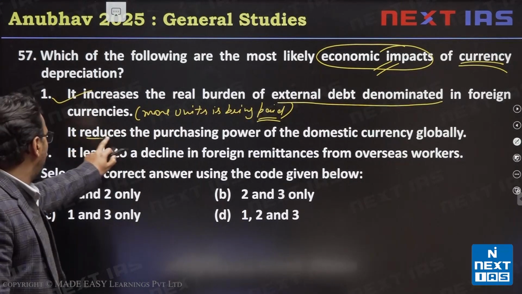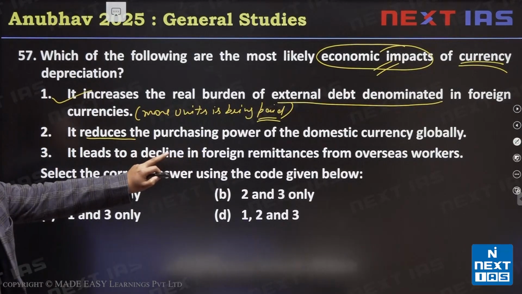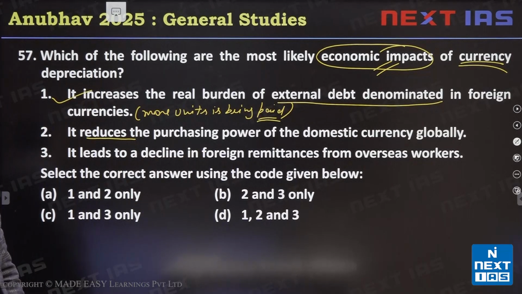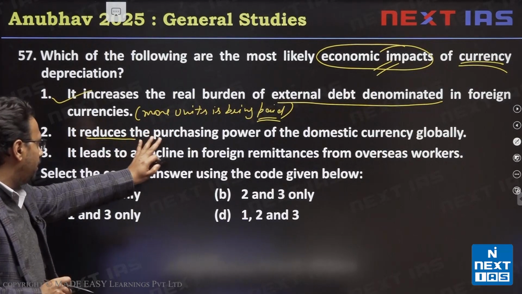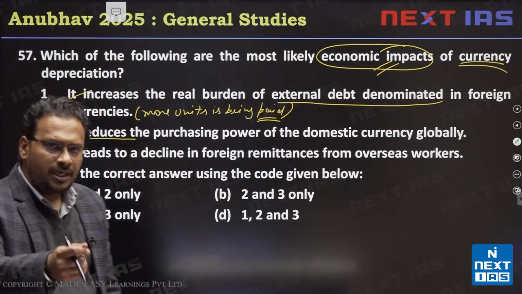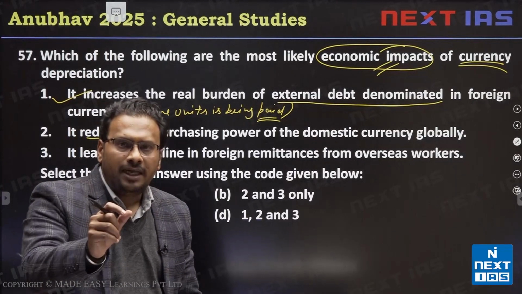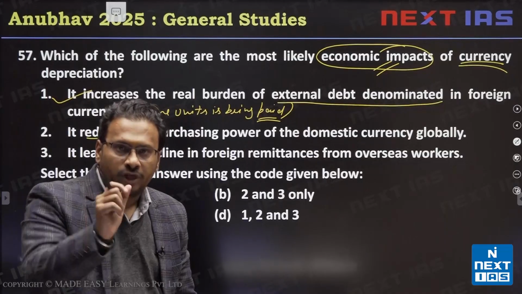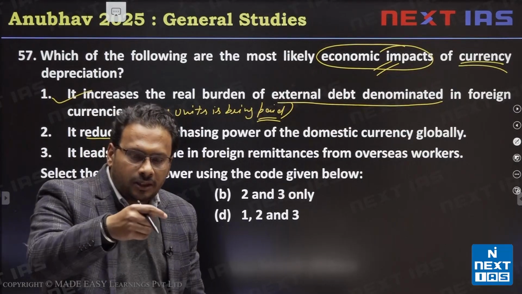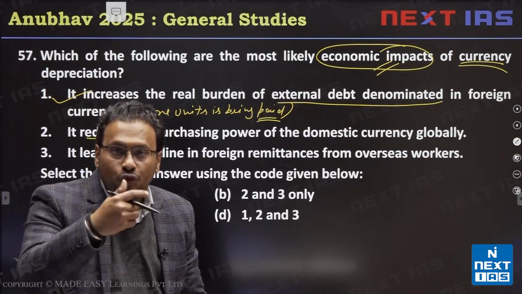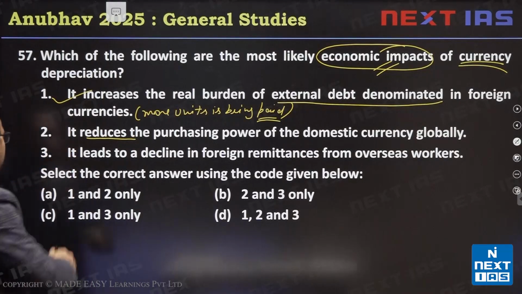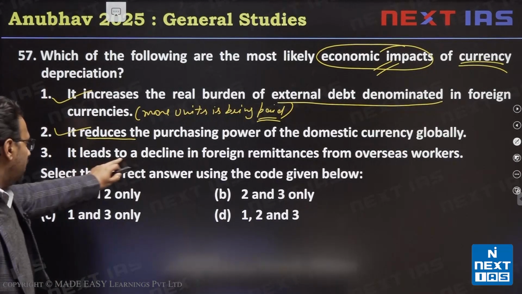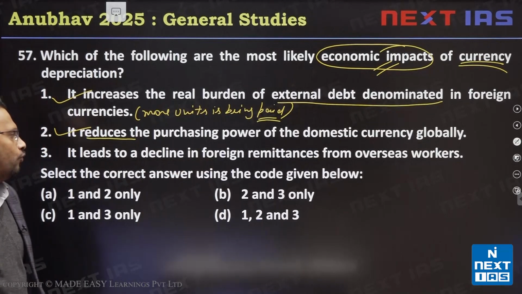Second, it reduces the purchasing power of the domestic currency globally. Again, if you just move with this very basic part, you know that it reduces the purchasing power. Earlier I was able to buy one good for rupee 1. Now after the currency depreciation, I need to pay 2 rupees to buy the same good or service. This is what that statement is talking about. Correct.